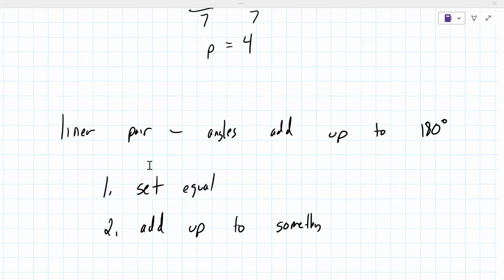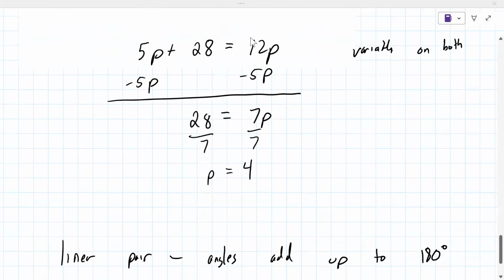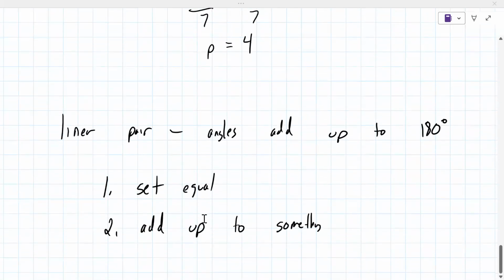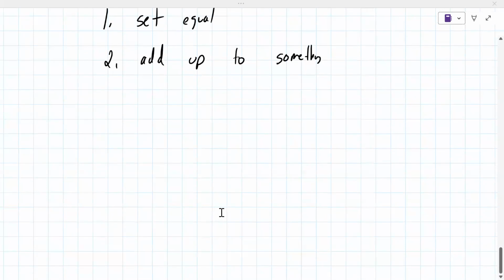So the two types of problems you'll see in this course: one, where you set them equal. That's what we've been doing over and over again. The second is they add up to something. Okay. So let's look at an example here.